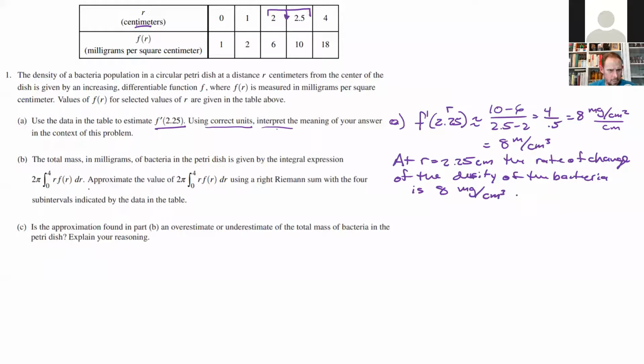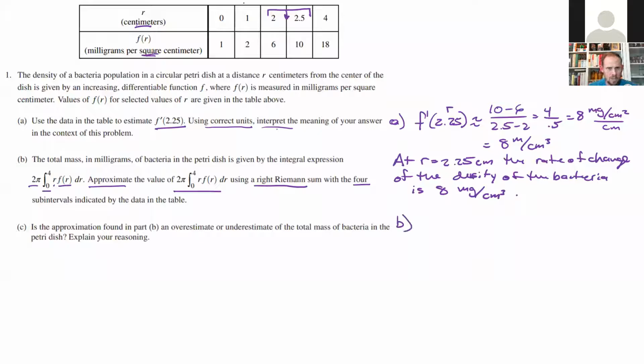All right, and then we'll move on to B, and B is asking us to do, it looks like, a Riemann sum to estimate an integral. So the total mass in milligrams of bacteria in the petri dish is given by the integral expression. Oh, this was for centimeters. Where did I get? Oh no, it is square. Okay. 2 pi times the integral from 0 to 4 of r times f of r. So that's different. There's an extra r in there. There usually isn't that. We want to approximate the value of that integral using a Riemann sum with 4 subintervals indicated by the data in the table.